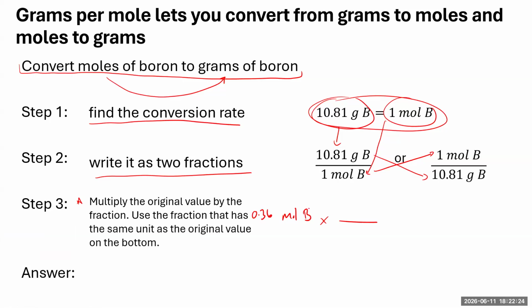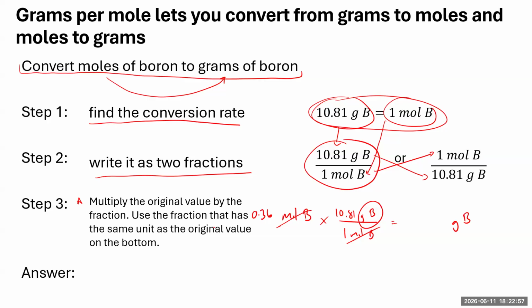And we want to convert. Well, we have to use a fraction with moles of boron on the bottom. That's this one. 10.81 grams of boron to 1 mole of boron. We know the moles of boron cancel out, and our units are going to be grams of boron, right? So again, find the conversion rate. Write it as two fractions. Multiply the original value by the fraction. Use the fraction that has the same unit as the original value on the bottom.